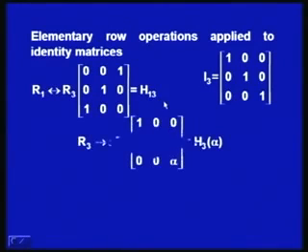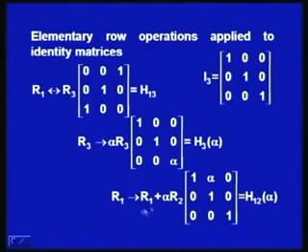Then the other row operation is that a particular row is multiplied by a constant. So, let us say we are multiplying a particular row, say R3, by a constant alpha. So, if I apply this operation on the identity matrix, then the third row which is 0 0 1 will become 0 0 alpha. I call this matrix H3 alpha because the third row is multiplied by alpha. Here I am using only one index because only one row is affected.